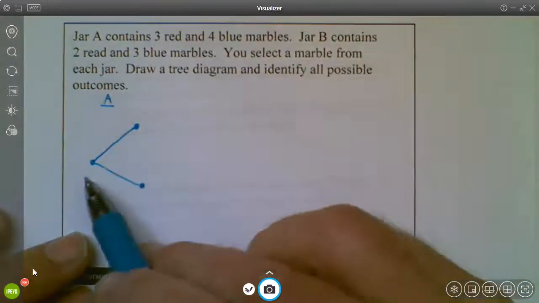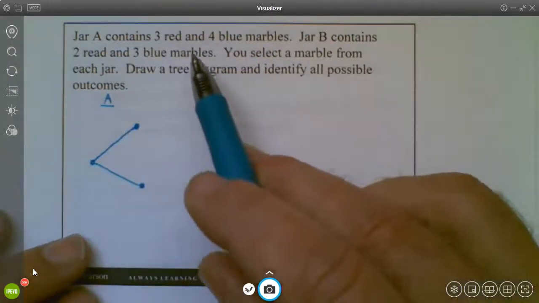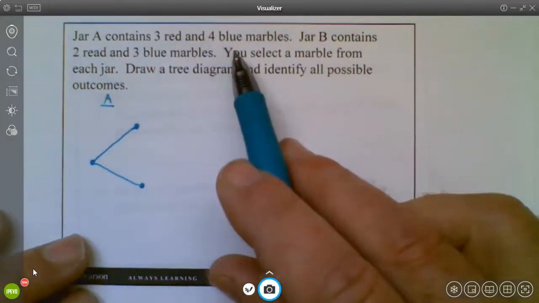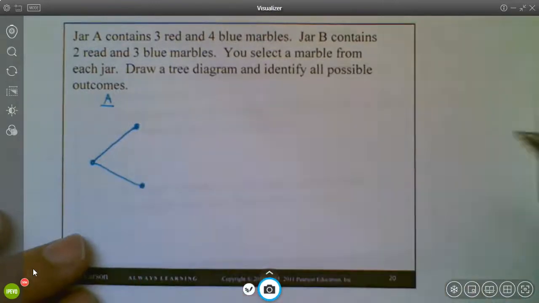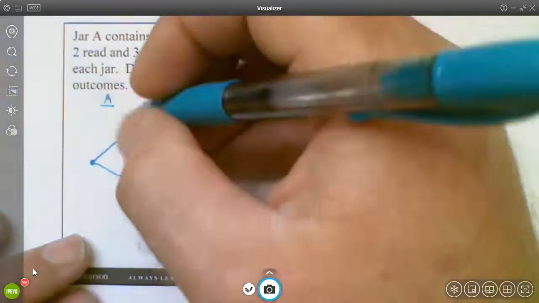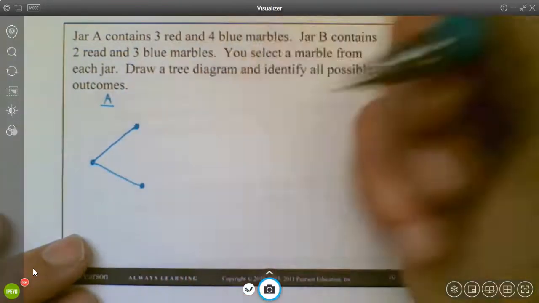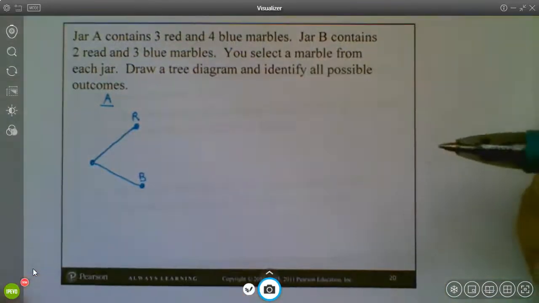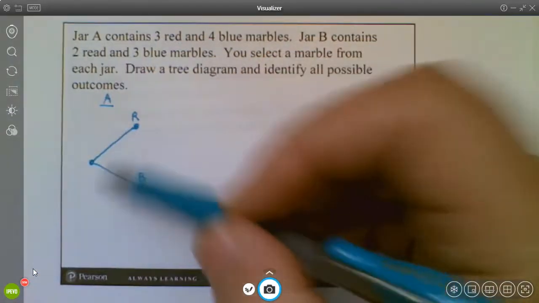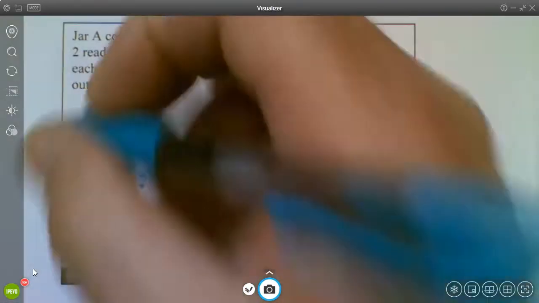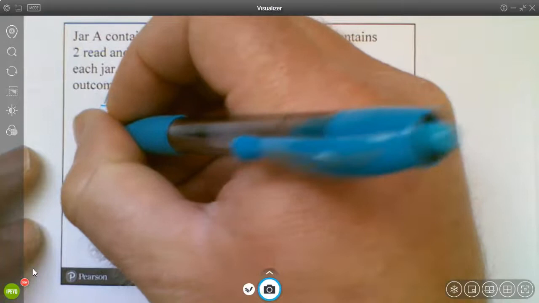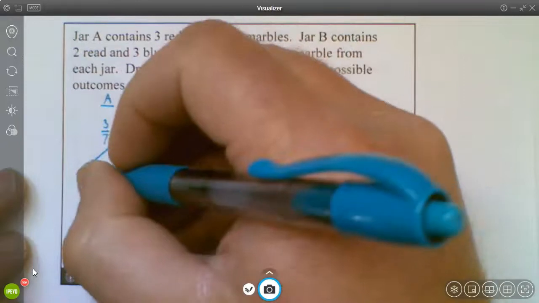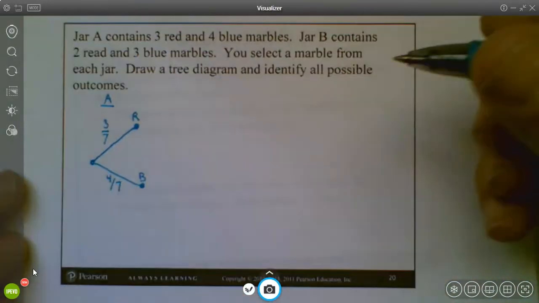The number of branches that you create is dependent upon how many types of outcomes are there. If I reach into jar A, I'm either going to get a red or a blue marble, so I only need 2 branches, one for red and one for blue. So you could have more if you had more colors in there. So we're going to call this our red branch, and this can be the blue branch. So what's the probability that you reach into jar A and pull out a red marble? Well, there's 3 red out of the 7. So 3 out of 7 chance that it's red, 4 out of 7 chance that it's blue. All right, so there's the first event.